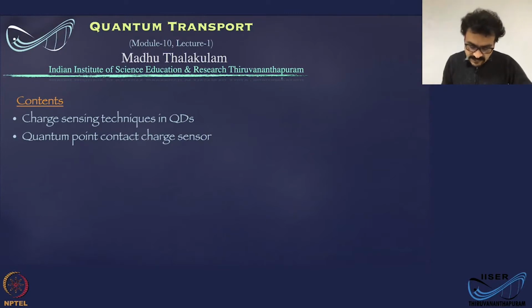In this module, we will discuss a special class of mesoscopic electrical amplifiers, namely charge amplifiers or charge sensors. And we will focus on the charge sensing techniques in quantum dots. And for this particular lecture, we will discuss quantum point contact charge sensors and its application in sensing charges in quantum dots.